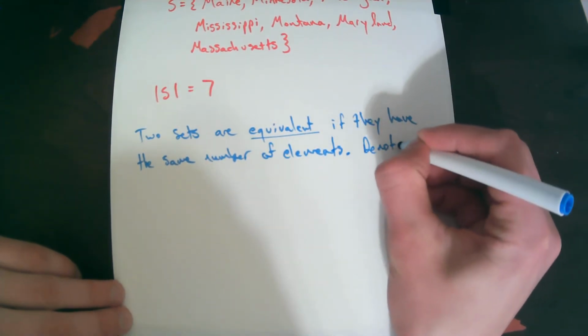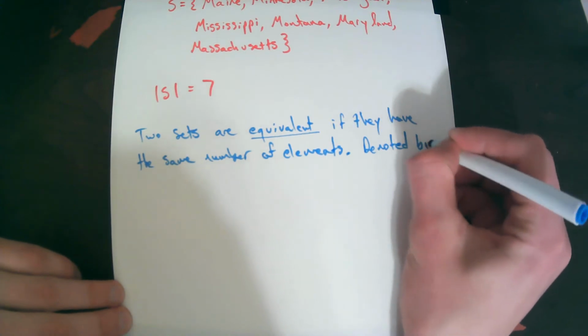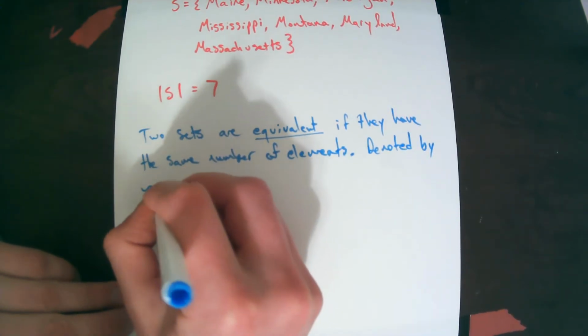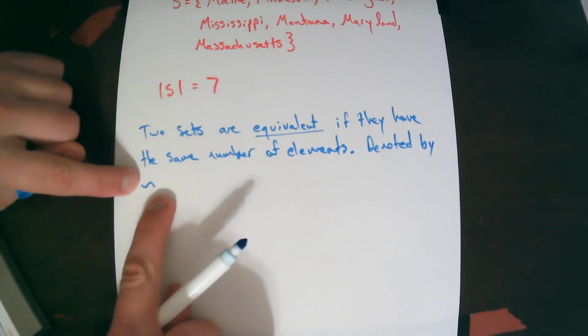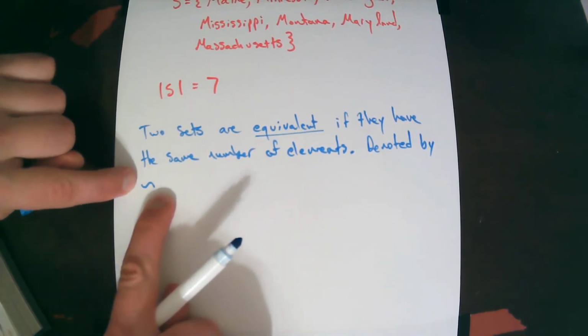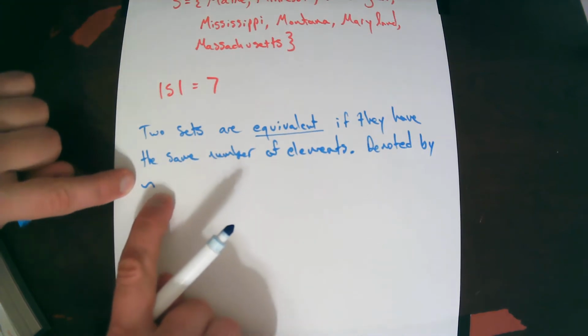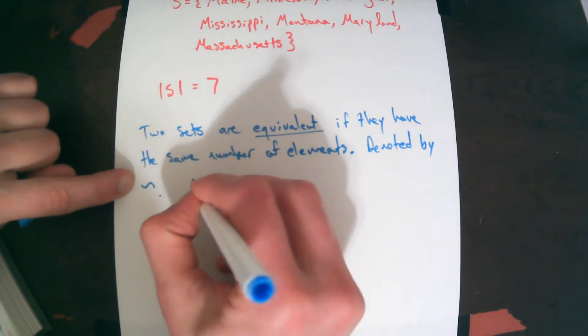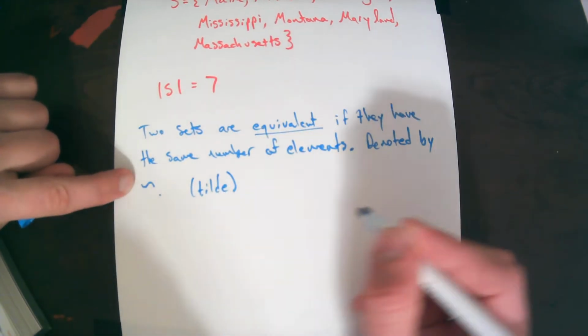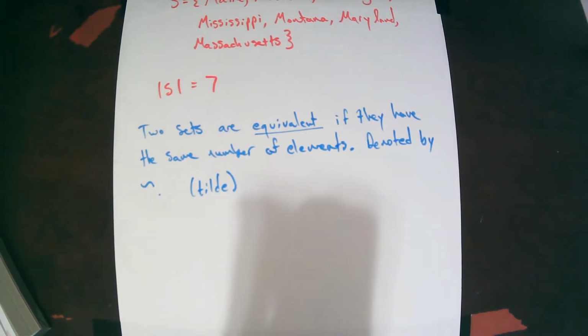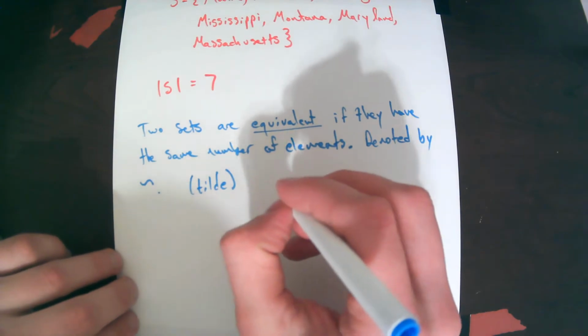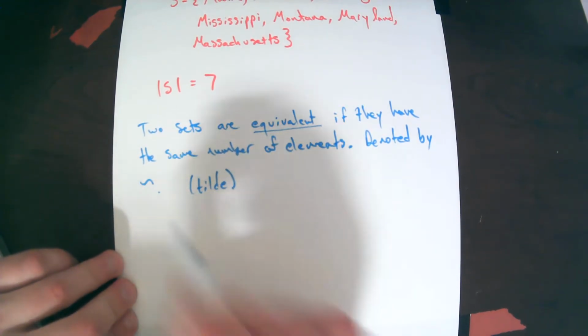We're going to use this symbol. That's a period there, so that symbol there. That symbol. It's on your keyboard. It's called a tilde. I think I'm saying that right. Tilde. Okay. So if 2 sets are equivalent, we would write this symbol in between them.